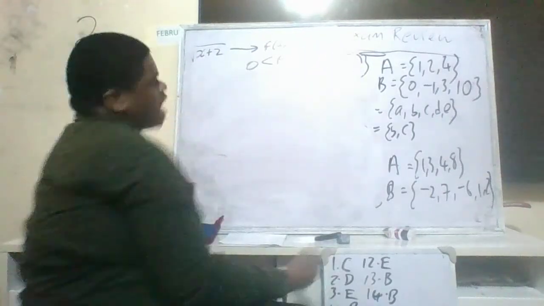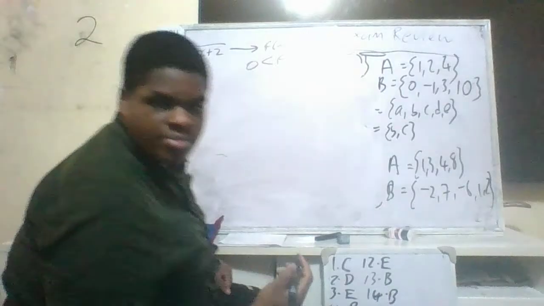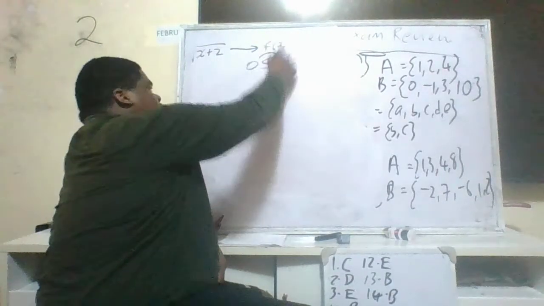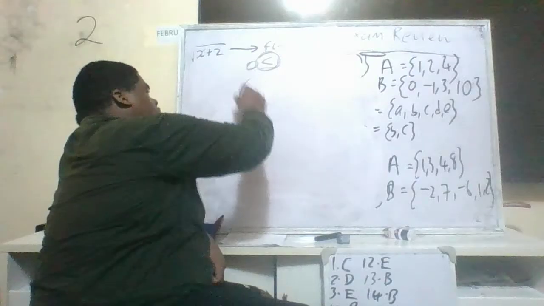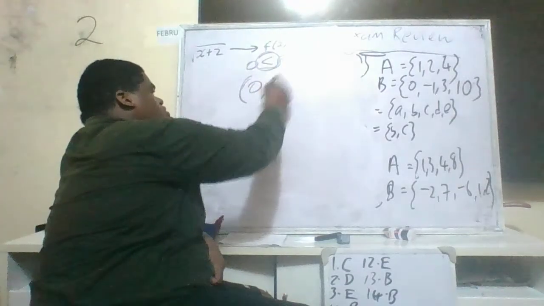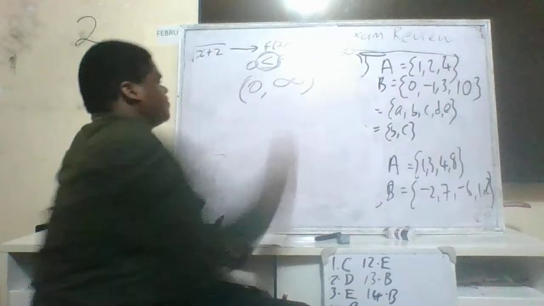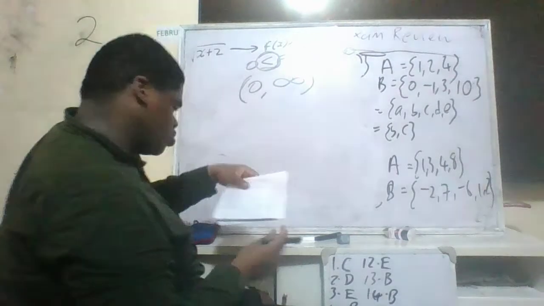And how did I tell you how to find these inequalities? This type will become circle bracket 0, positive infinity, circle bracket. And that corresponds to option.